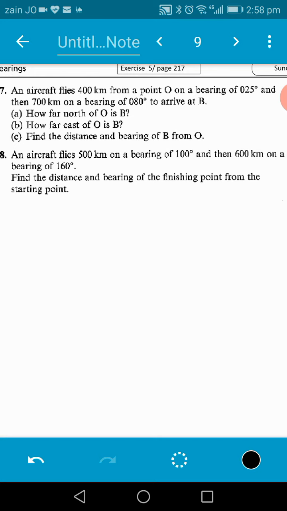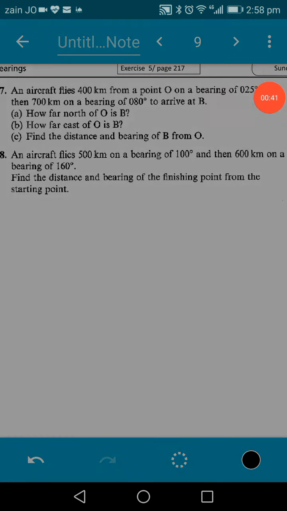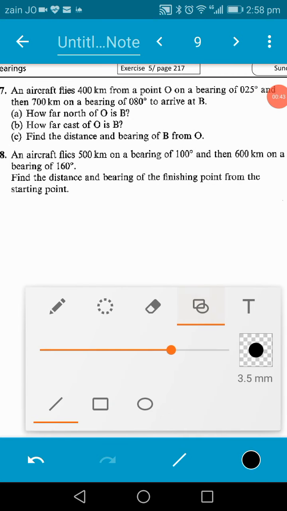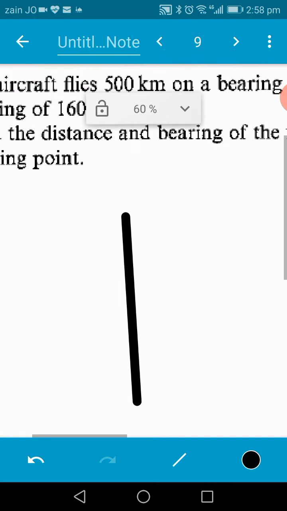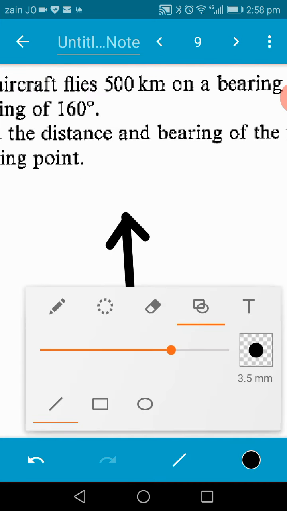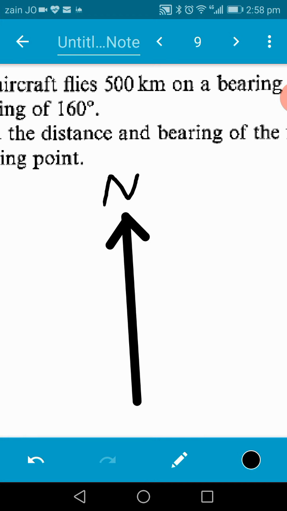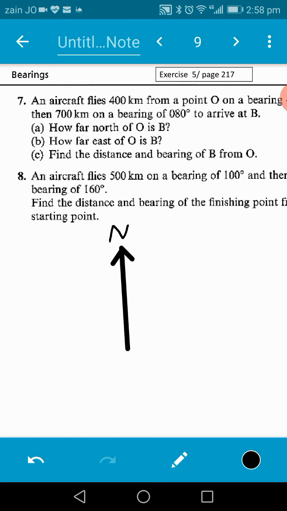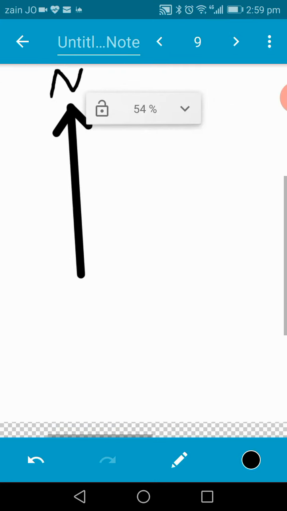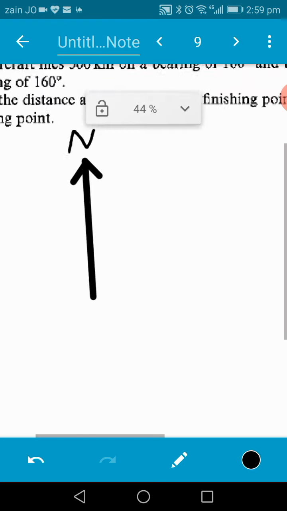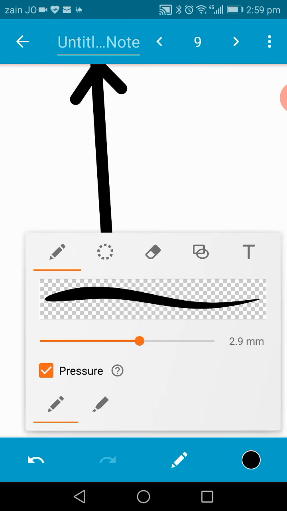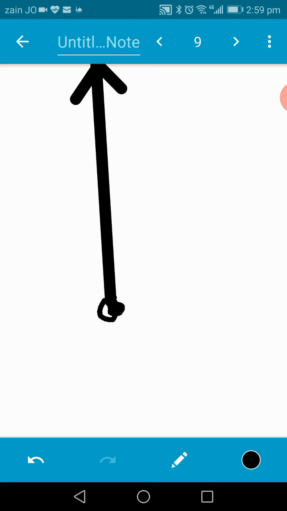Okay, so now I'm going to draw the diagram of this question. Start by drawing the north direction. So this is the north. Now the first bearing is 100 degrees and the distance is 500 kilometer. Now draw 100 degrees. How can you draw the bearing 100 degrees? You have to start, this is the starting point now. Your starting point is this, right? This is the starting point.